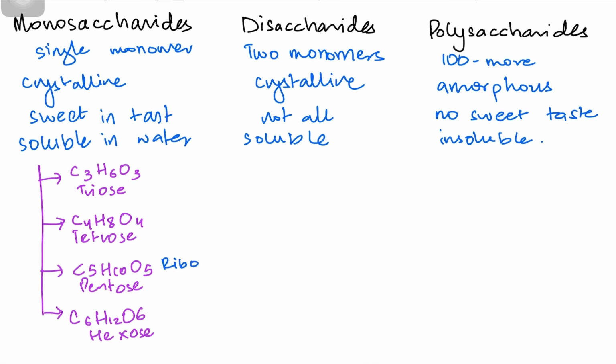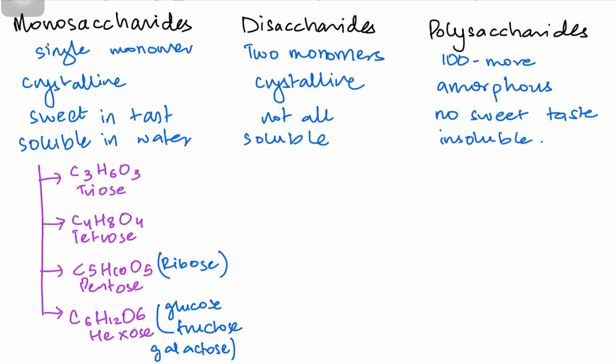Pentose sugar is very important in our body, which makes ribose for our DNA molecule. Hexose sugars are glucose, which we need for energy, fructose, which is normally present in fruits, and galactose, which is present in milk.